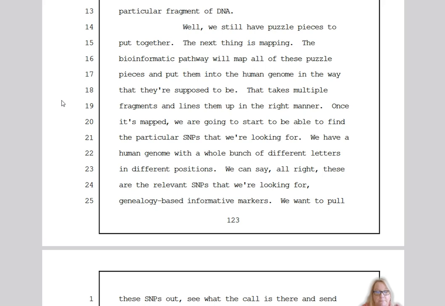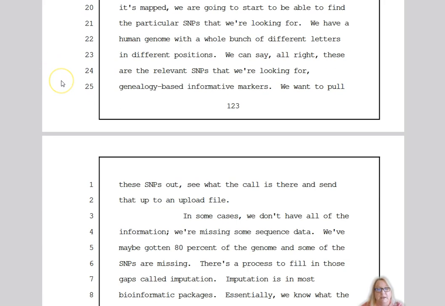The next thing is mapping. The bioinformatic pathway will map all of these puzzle pieces and put them in the genome in the way that they're supposed to be. That takes multiple fragments and lines them up in the right manner. Once it's mapped, we're going to be able to start finding the particular SNPs we're looking for. We have a human genome with a whole bunch of different letters in different positions. We can say, all right, these are the relevant SNPs we're looking for, the genealogy-based informative markers. We want to pull these SNPs out, see what the call is there, and send that to an upload file.